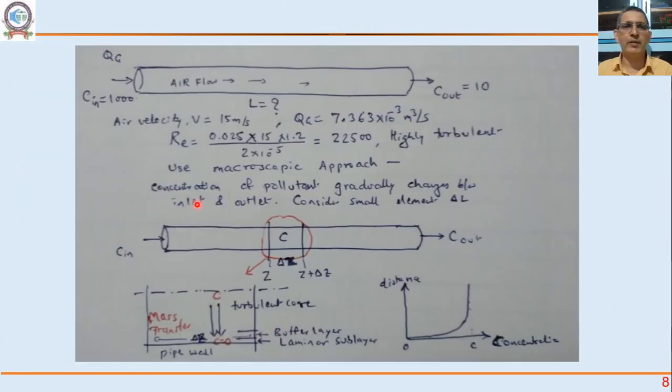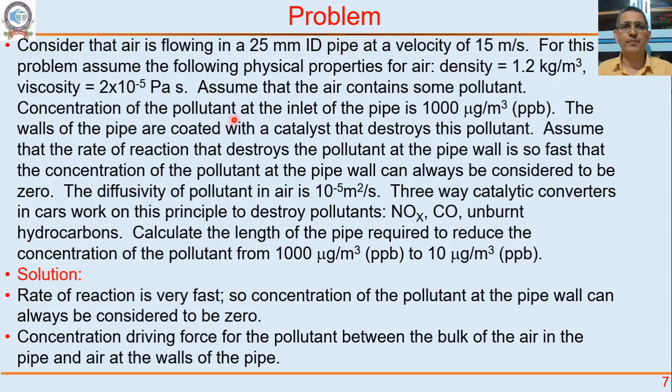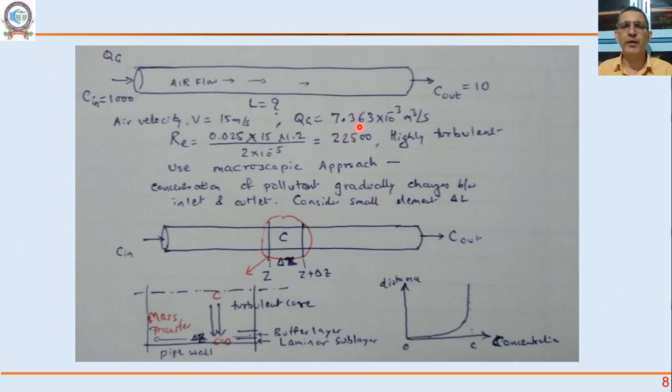Let's visualize it further. So this is an airflow. This is a pipe. At the inlet, concentration is 1000. At the outlet, concentration is 10. That's what we want. We want to find out the length required. Air velocity is 15 meters per second. So volumetric flow rate, if you calculate, is 7.36 × 10^-3 m³/s.